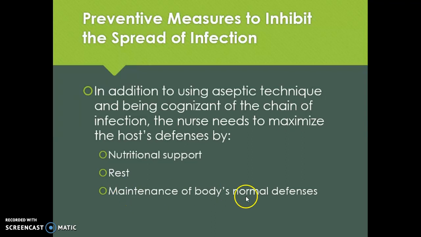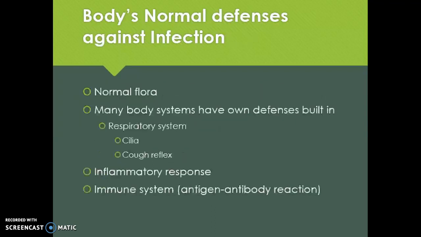And then we have to maintain the body's normal defenses. Putting in a Foley catheter might be necessary, but it is an invader. And it's not a natural invader. So we have to do whatever we can to make sure that that person's body is protected the best that it can be. Again, your body has a normal flora and normal bacteria, and those normal bacteria fight off other bacteria. So they do have a job.